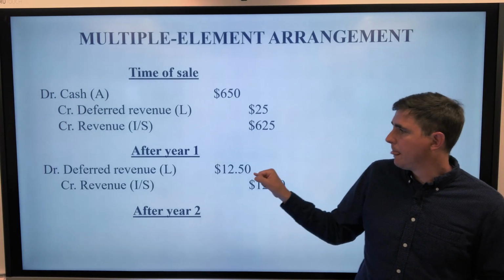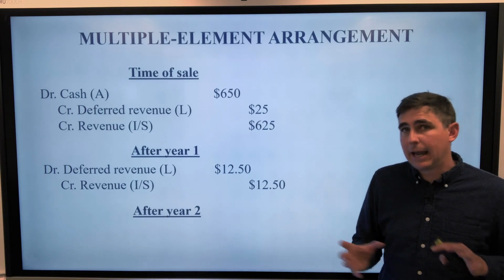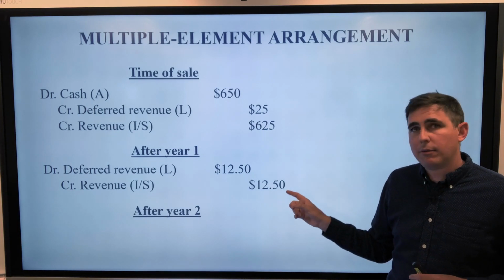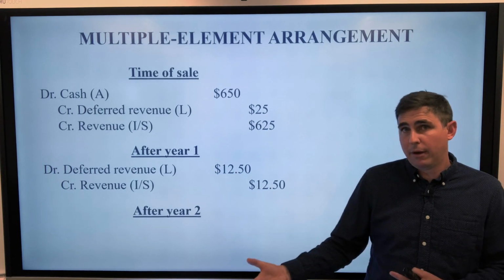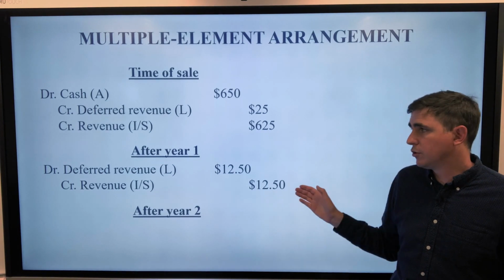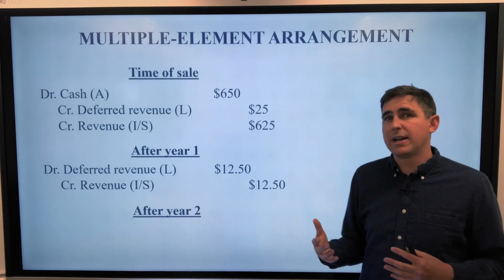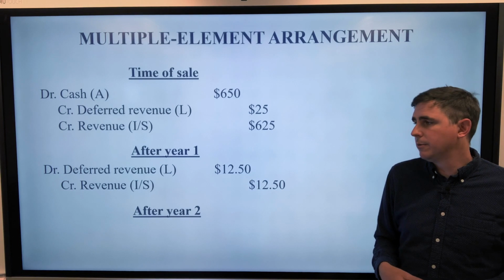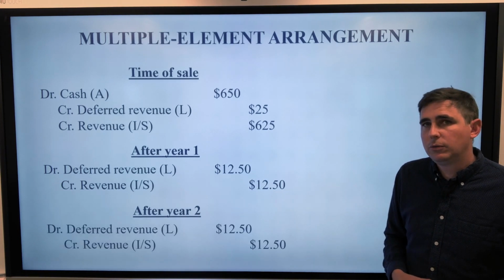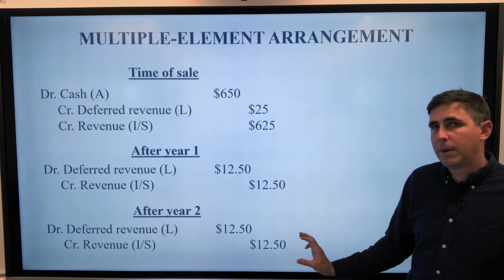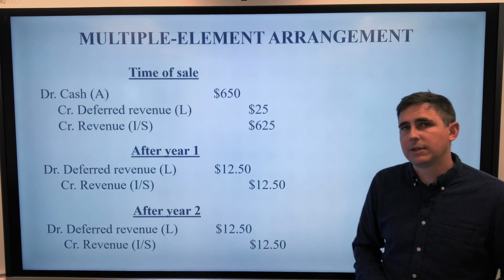Here's how they do it. They debit deferred revenue, taking it out of deferred revenue, and credit revenue, putting that revenue onto the income statement. So that's the journal entry they record to recognize some of that deferred revenue. After year 2, another year has gone by, they recognize the remaining $12.50.